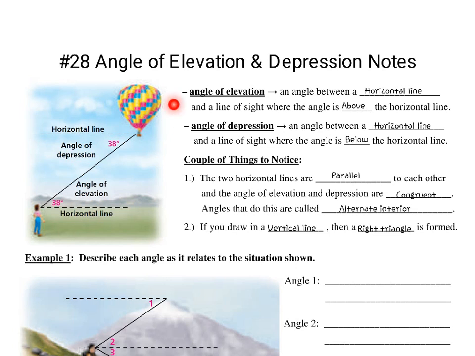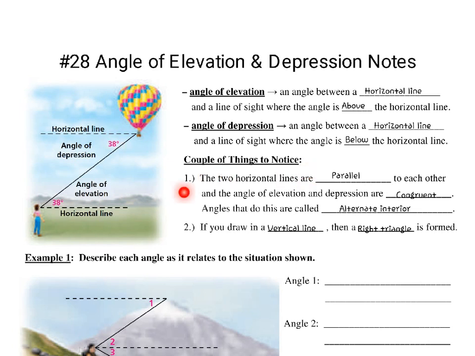So, what is an angle of elevation? It is an angle between a horizontal line and a line of sight where the angle is above the horizontal line. An angle of depression is an angle between a horizontal line and a line of sight where the angle is below the horizontal line. Okay?